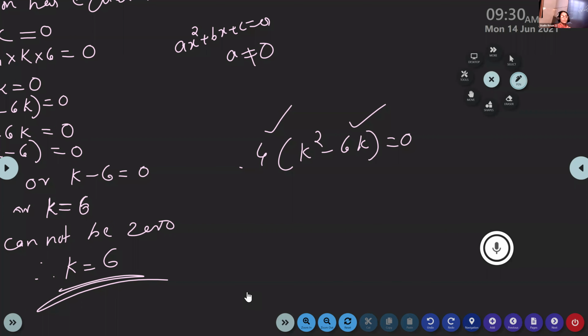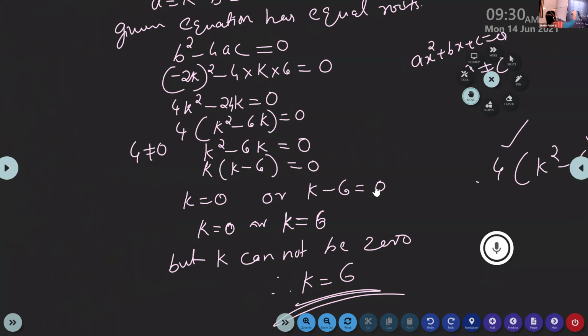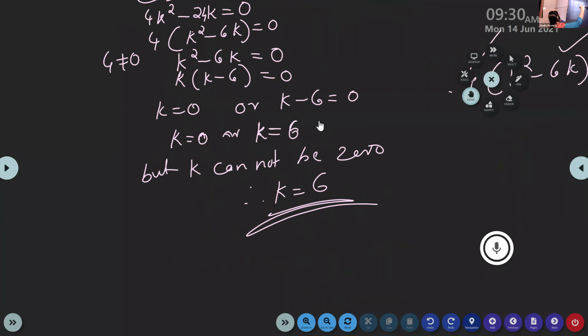But see, here 4 can never be 0. 4 is a number. It cannot be 0, isn't it? So we will write 4 cannot be 0. Two terms are there. In that, 4 cannot be 0. Can 4 be 0? No, it's a number. So the other term will be equal to 0, because we don't know what that k is. From there we will continue. Is it clear? Yes, ma'am. Okay, good. So next one.